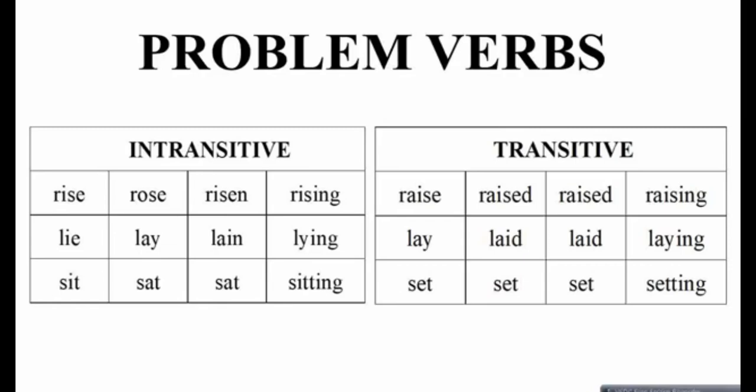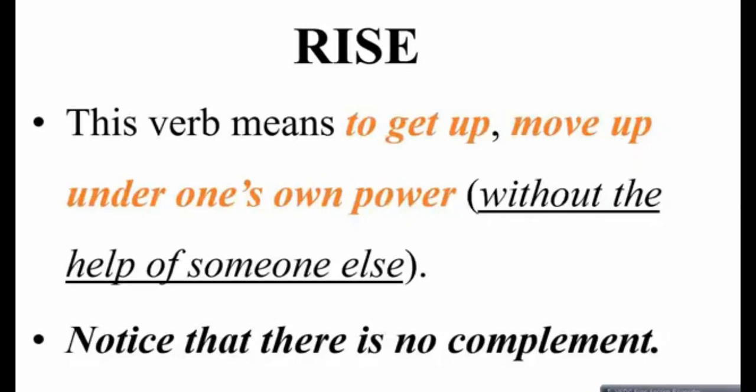Then जो इसके corresponding transitive verbs, they include raise, which becomes raised, and the third form is also raised, and the gerund form is raising. Then comes the word lay, which becomes laid, and laid again, followed by the gerund form laying. And then comes the last transitive verb, which is set, and it is the same in the second form as set and the third form set, and its gerund form is setting. So starting off with the first one, which is rise.